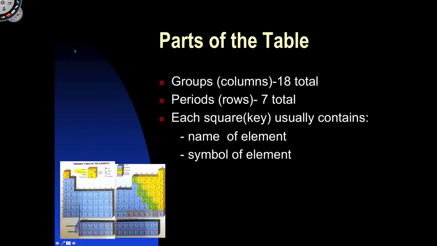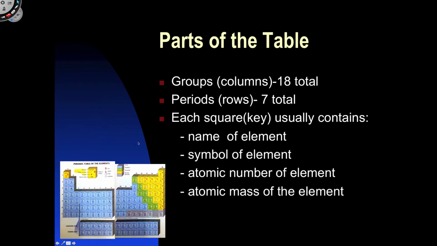Now the squares are called keys. Each one of these is a key. And in each key, there's a standard amount of information. And depending on what periodic table you're looking at, sometimes there's more than this. But usually a periodic table is going to have the name, the symbol, the atomic number, and the atomic mass. Those are the four things that you'll usually see automatically placed inside the key.